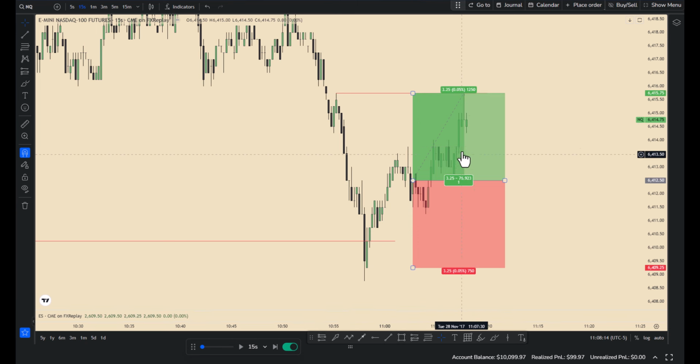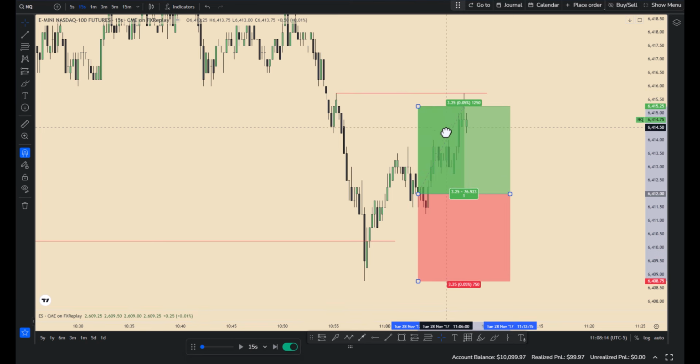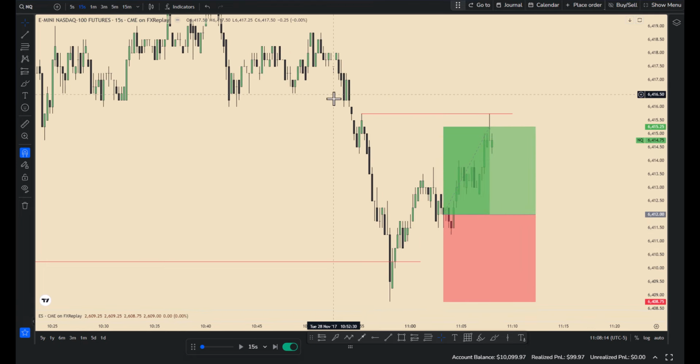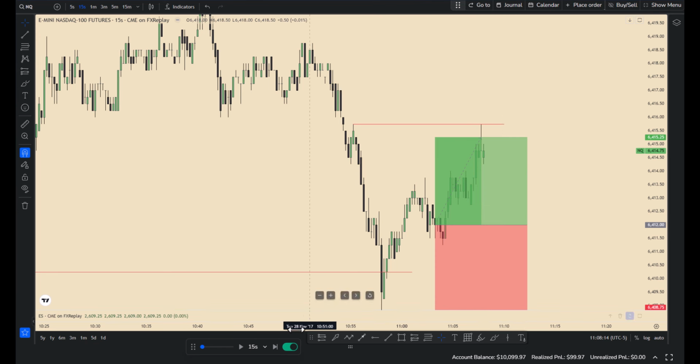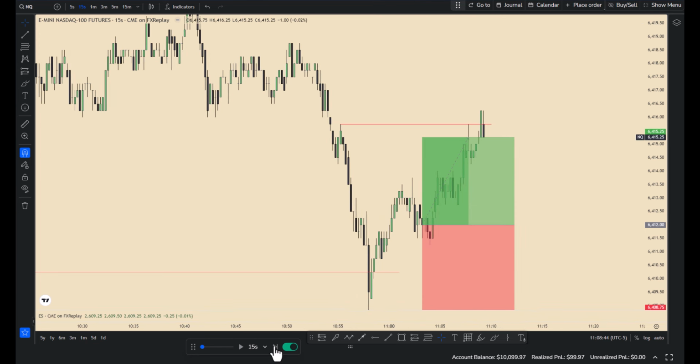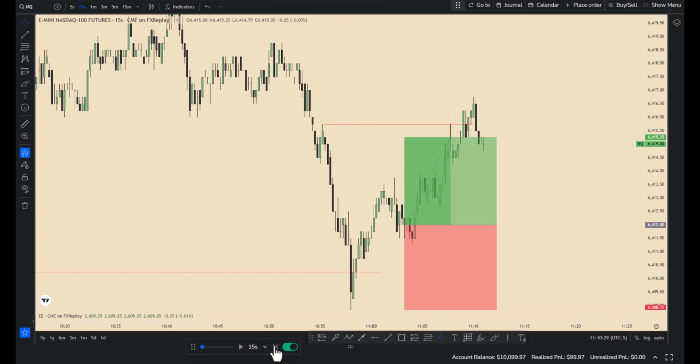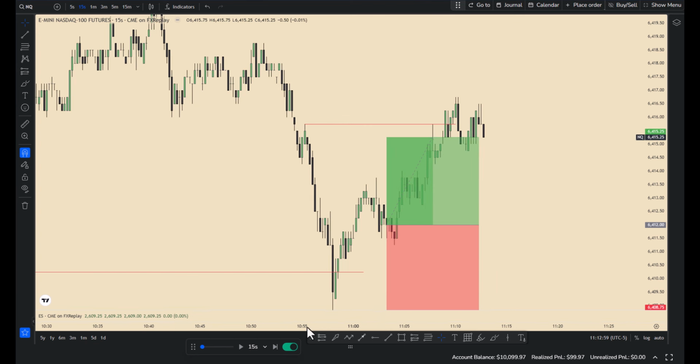Price created equal highs with this high. Perfectly. So this is why you should target highs and not some imaginary level. Although price can trade to the upside, but let's see. Yeah, it continued. Let's remove this for now.